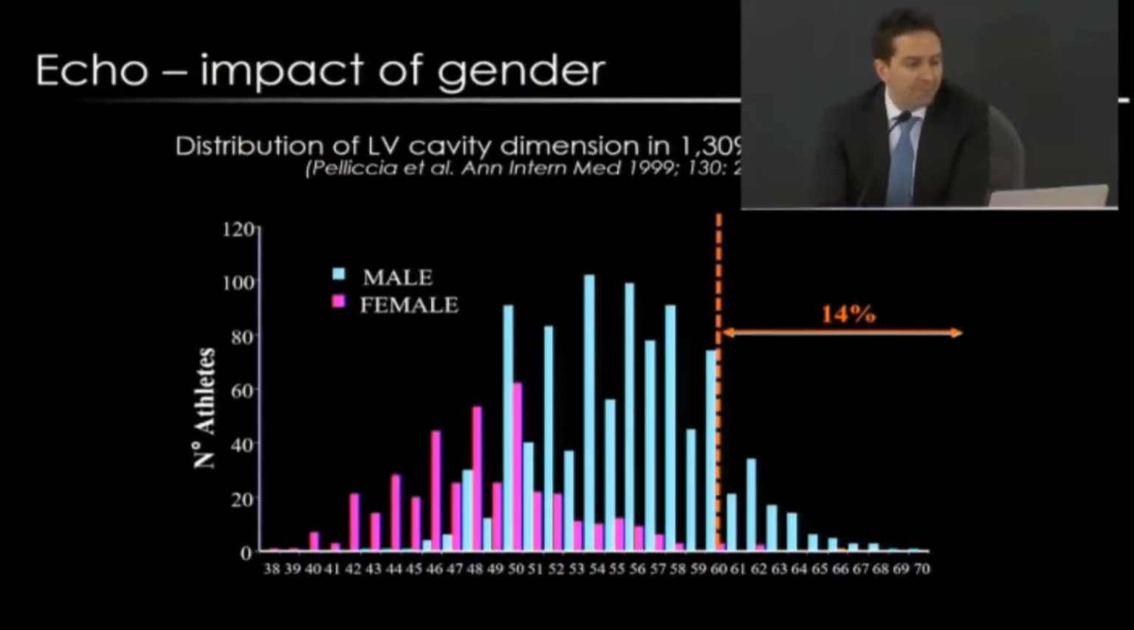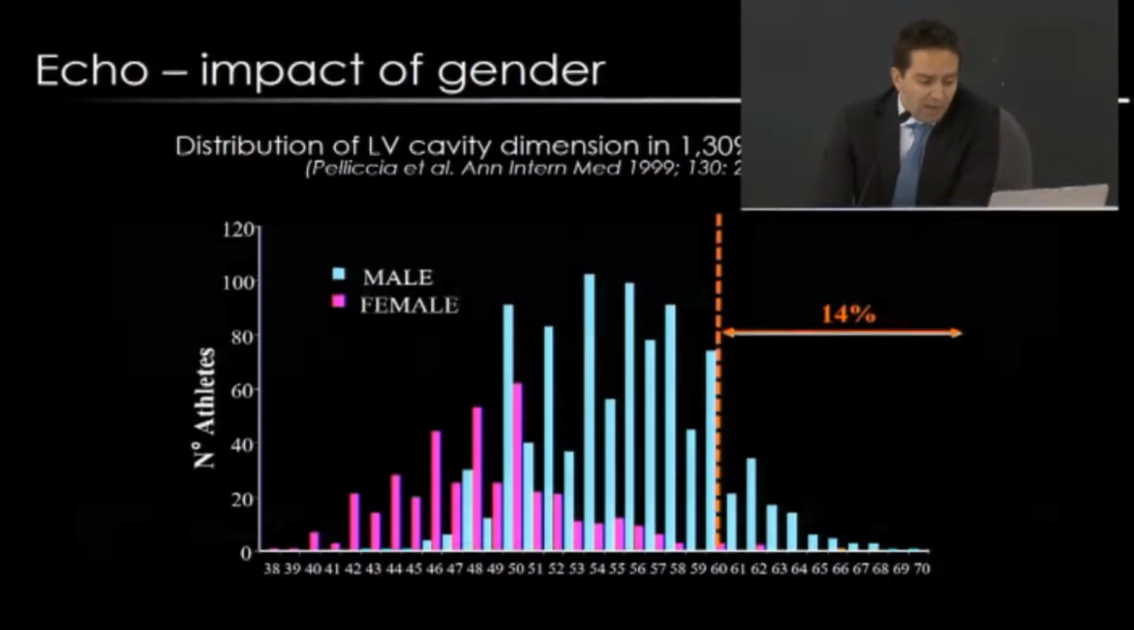In terms of left ventricular cavity dimension, as you can see here, this was a study published by Pelliccia in 1999 that reported that male athletes have larger left ventricle compared to female athletes. So a large left ventricle in female athletes should raise some suspicion. Up to 14% of individuals may show a left ventricular cavity size more than 60 millimeters, a significant change. But these are only male athletes, while on the other side, only very rarely female athletes have values above this cutoff of 60 millimeters.